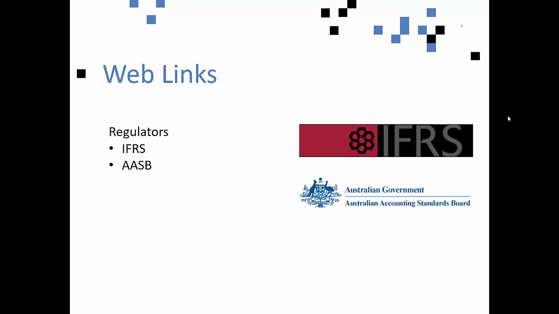Now, we've put some web links up on UTS Online. We've got links to the regulators, so the people that set the relevant rules. Primarily, this is going to be the International Accounting Standards Board, who set the International Financial Reporting Standards, and the Australian Accounting Standards Board that sets the Australian Accounting Standards, which, as I'll tell you in class, are basically a copy of the international ones.